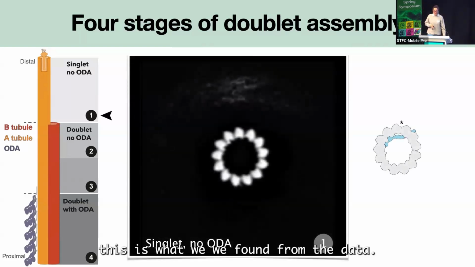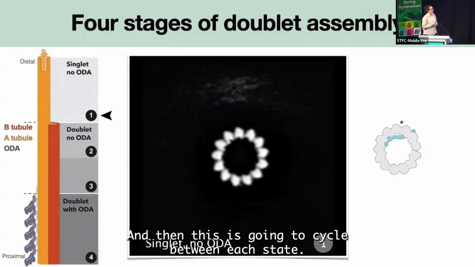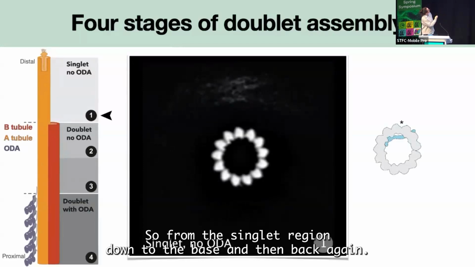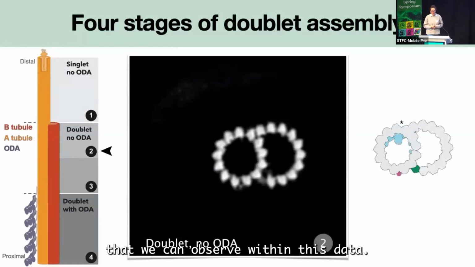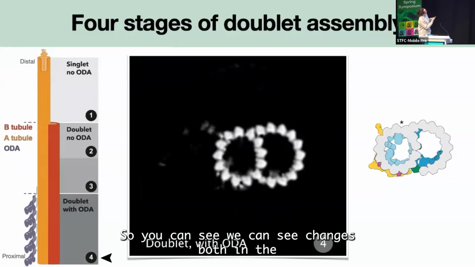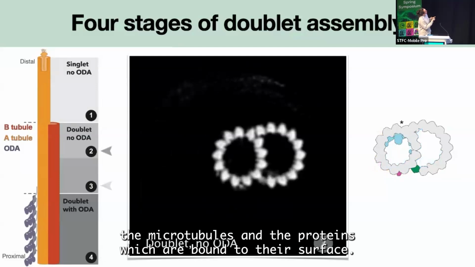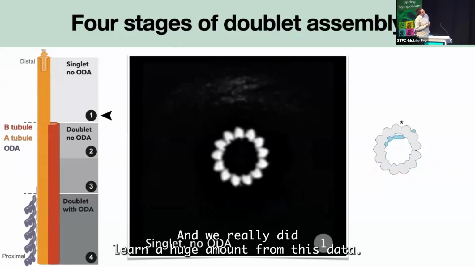And so this is what we found from the data. So this is now the 8 nanometer averages looking down the barrel of each microtubule, and this is going to cycle between each state. So from the singlet region down to the base and then back again. And so you can start to visualize the changes that we can observe within this data. We can see changes both in the microtubules and the proteins which are bound to their surface. And we really did learn a huge amount from this data.